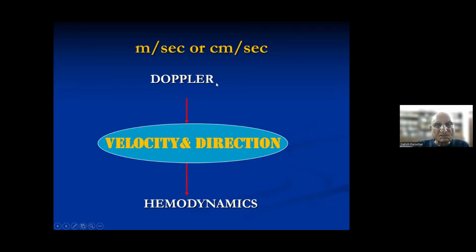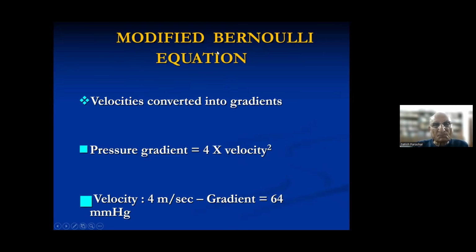Then we told you the main role of Doppler is to obtain a velocity which is converted into hemodynamics, and the velocities are usually in meters per second or centimeters per second. That is the main role of a Doppler. And as we told you, by the modified Bernoulli equation, the velocities are converted into gradients. Gradient, as we told you, is the difference of pressure between the two chambers, and this is by the formula 4 into velocity squared. That gives you the gradient. So it is very important to take the correct velocity. If you take an incorrect velocity, the gradients will be incorrect.